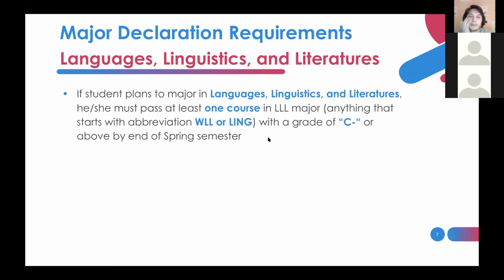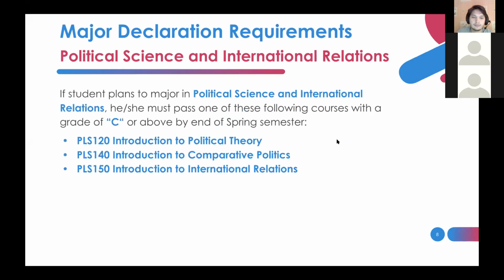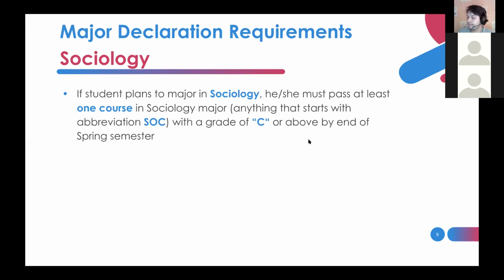For language, linguistics, and literature, you should take and complete at least one course in WLL or linguistics with a grade of C- and higher. For political science and international relations, you should complete one of the following courses with a grade C or higher. It could be Introduction to Political Theory, Introduction to Comparative Politics, or Introduction to International Relations. For sociology major, you should complete one course with the abbreviation SOC and with a grade higher than C. So these are the first priority courses for first year undeclared SSH students.